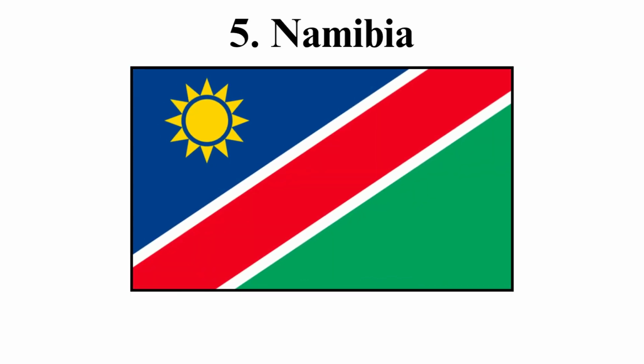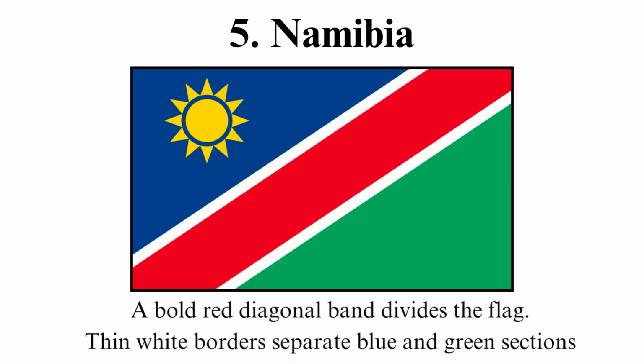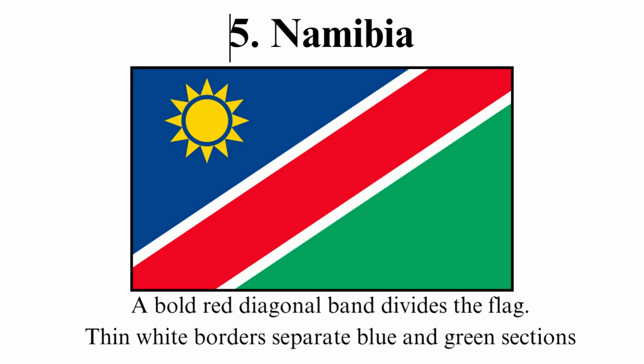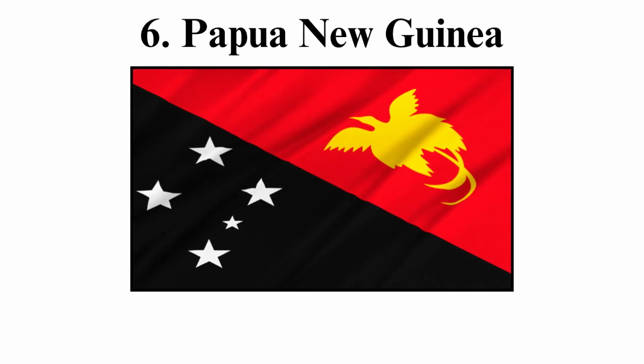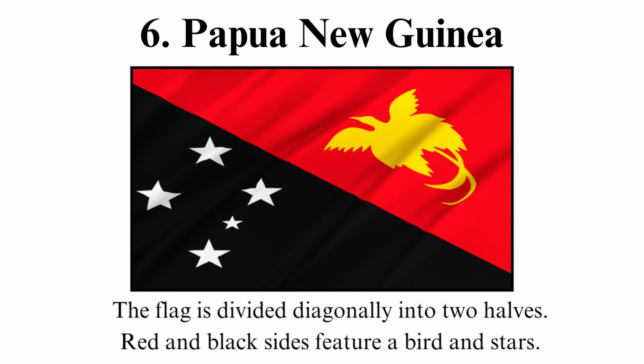5. Namibia. A bold red diagonal band divides the flag. Thin white borders separate blue and green sections. 6. Papua New Guinea. The flag is divided diagonally into 2 halves. Red and black sides feature a bird and stars.